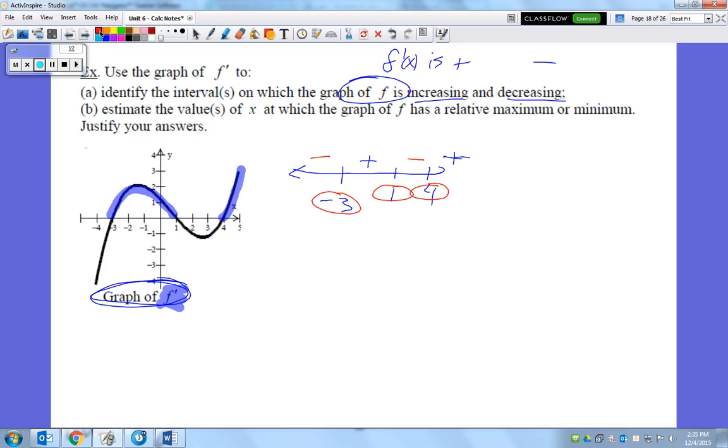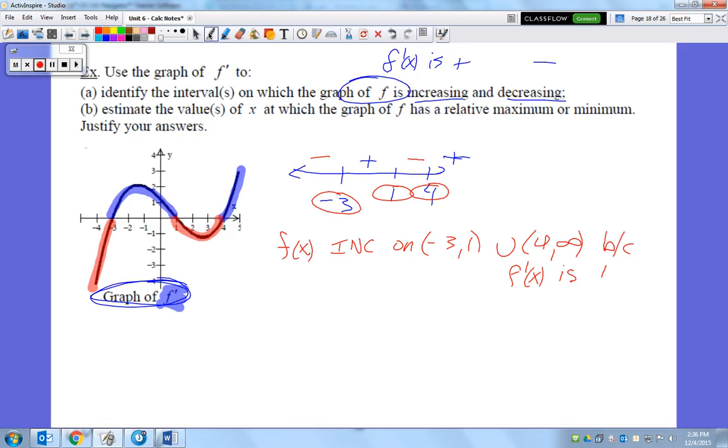How do you find a critical point? Well, take the derivative, set it equal to 0. Those are your critical points. Yeah, then you find the value. Okay? Alright, so here we go. Below are negative. So I would say f of x increases on -3 to 1 union 4 to infinity because f prime of x is positive.